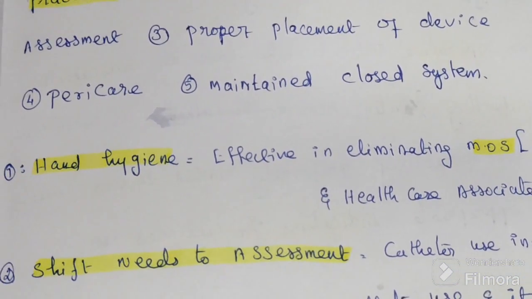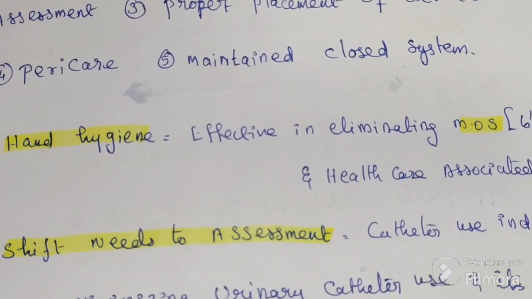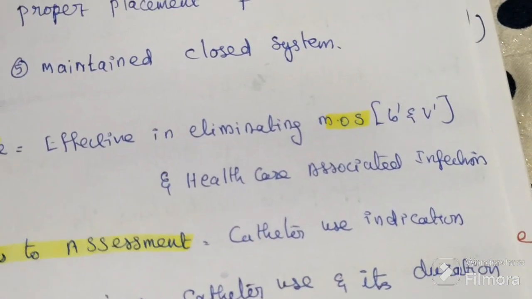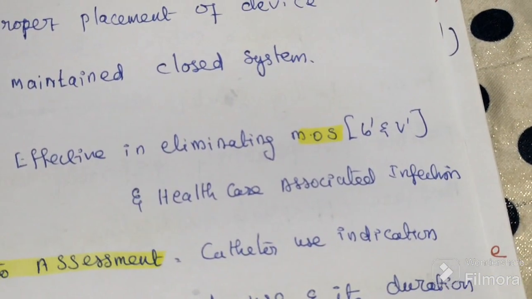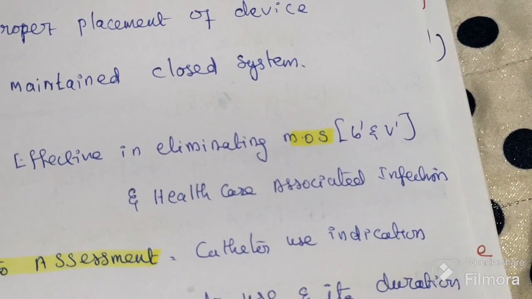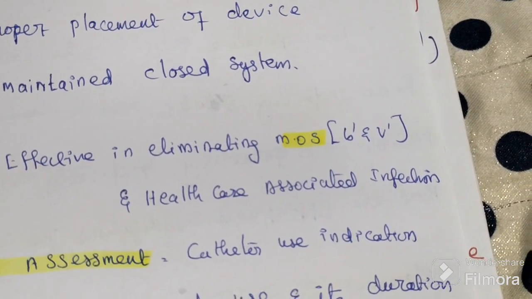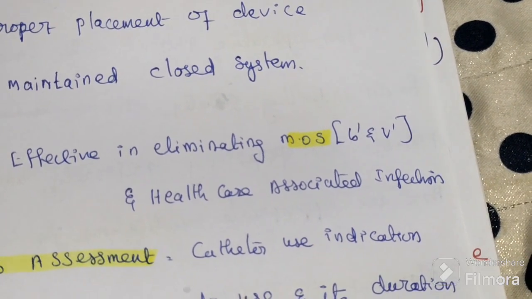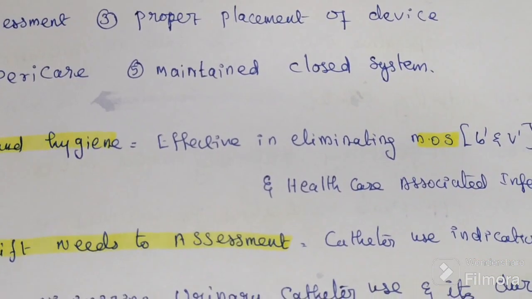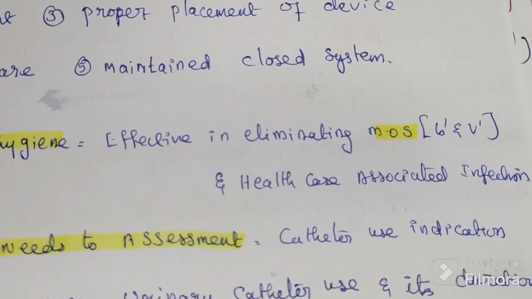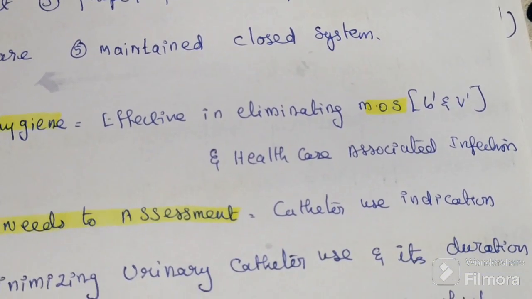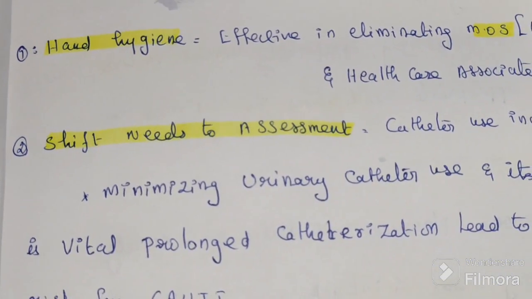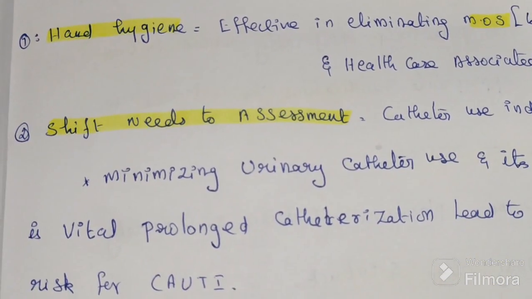First one is proper hand hygiene, which was proven cost effective in eliminating microorganisms like bacteria and viruses that lead to healthcare associated infection. Simple hand washing, hand hygiene, eliminating microorganisms, this will prevent CAUTI.